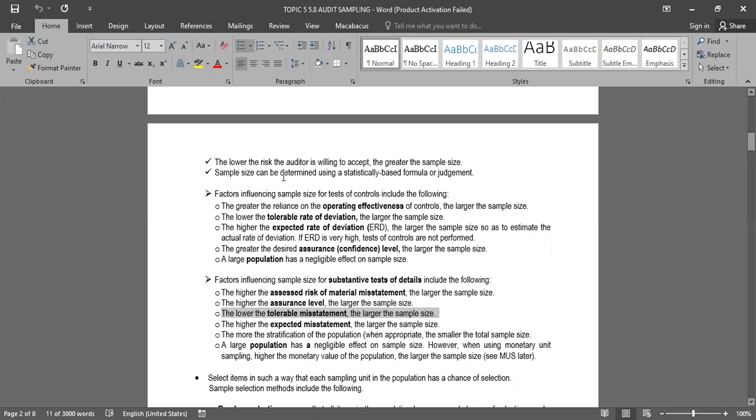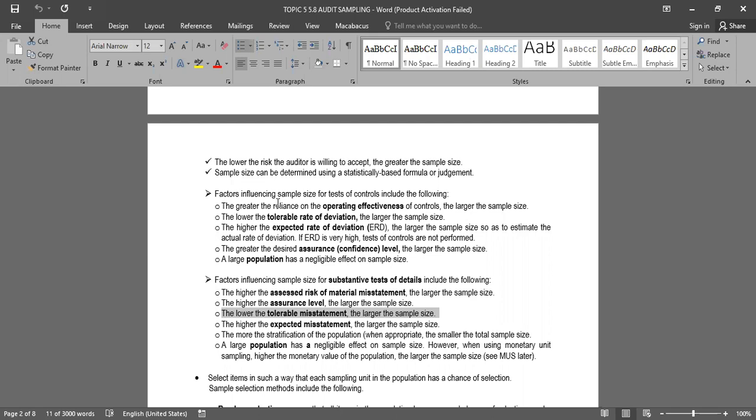Sample size can be determined using statistically based formulas or judgment. This one, we already talked about it. There is a statistical and a non-statistical way of sampling. Then which factors do you consider when you're coming up with the sample size for test of controls specifically? There are several. One is, to what extent do you want to rely on the operating effectiveness of controls? The greater the reliance on the operating effectiveness of controls, the larger the sample size.